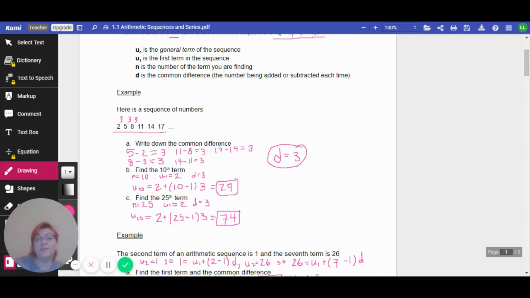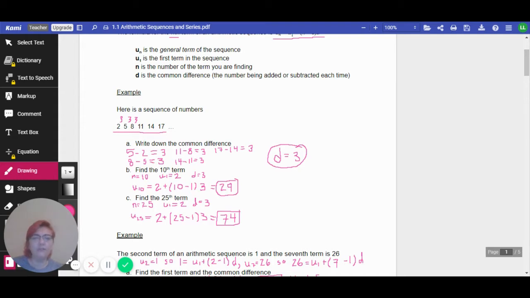To find the 25th term, we do the same thing, except this time n equals 25. So u of 25 equals 2 plus 25 minus 1 times 3. And your answer is 74. Now that's pretty straightforward. There's a couple of ways we can go about this.